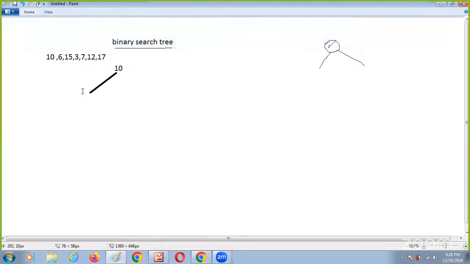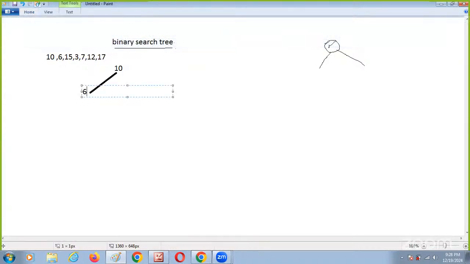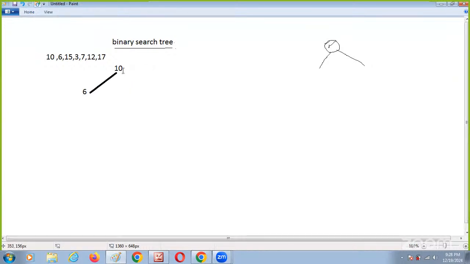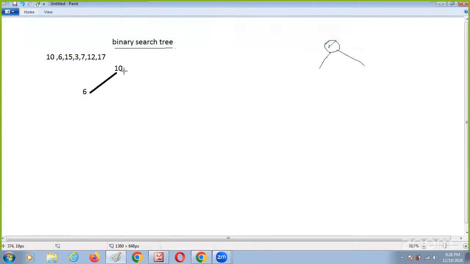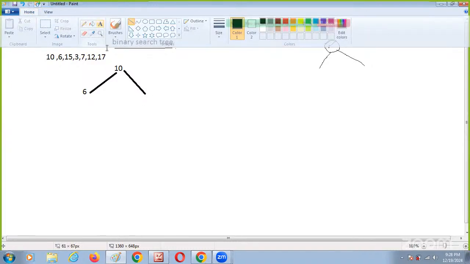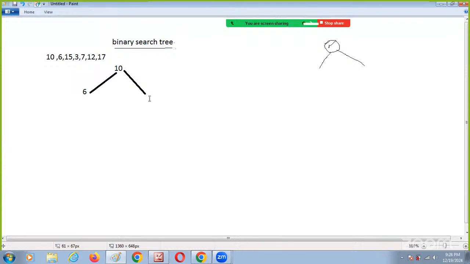It is 6, present. Now again the next element is 15. Is 15 greater than 10 or less than 10? It should be greater than 10. So where should I place it? I have to place it on the right of 10, since it is greater. The next element is 15.